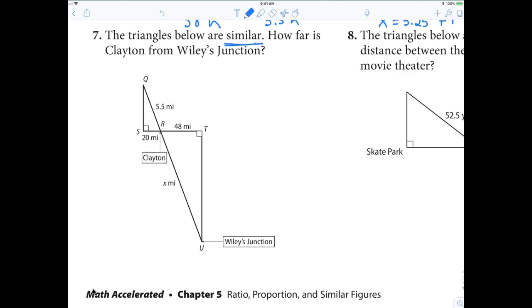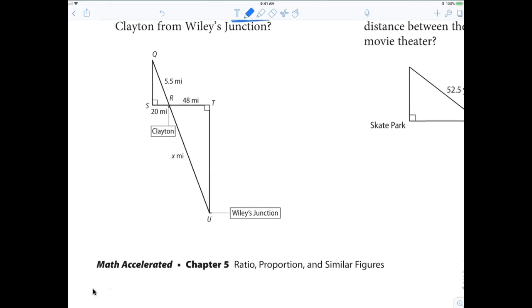All right, so now I need you to figure out how I would set this up. Go ahead. Very good job, girl. 20 over 48 is equal to? Very nice work, kiddo. Very nice.